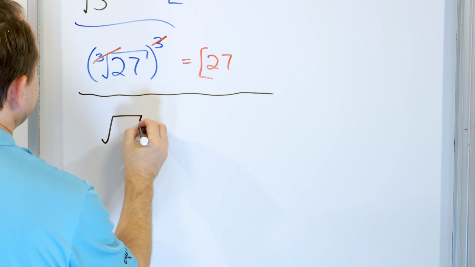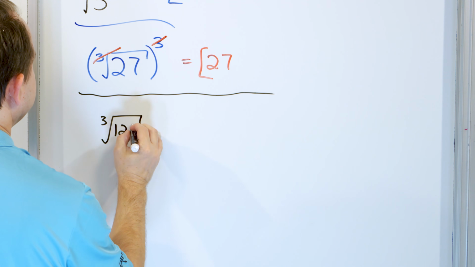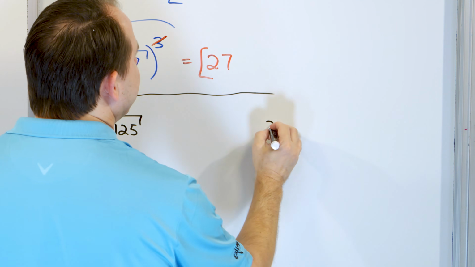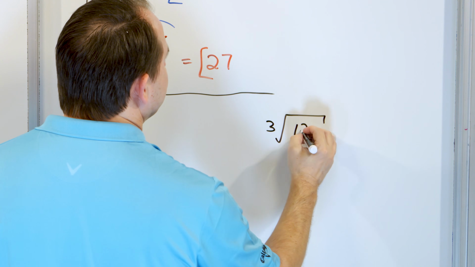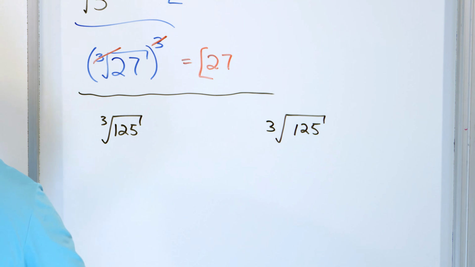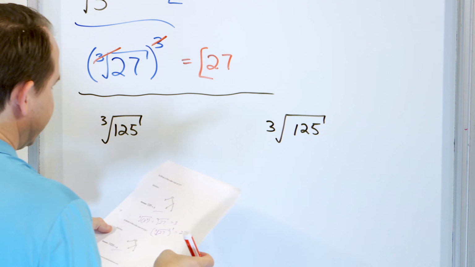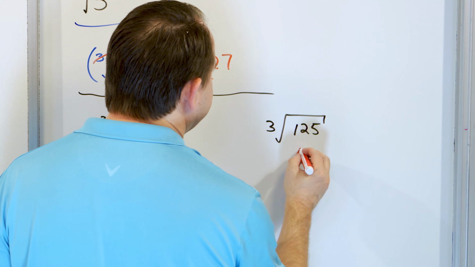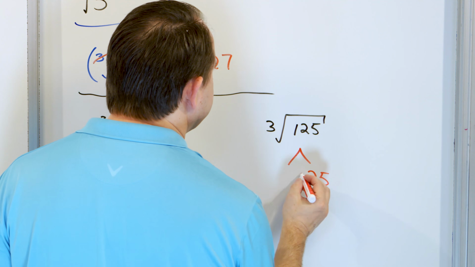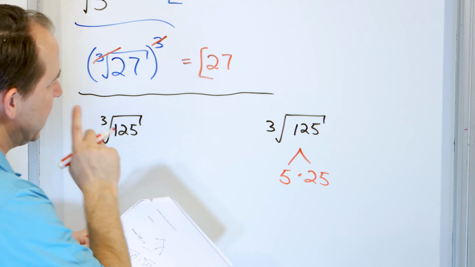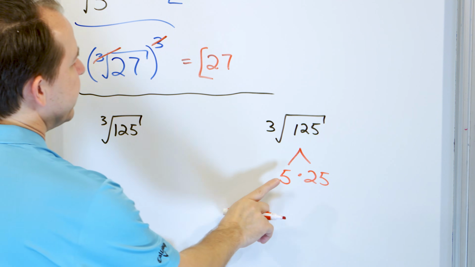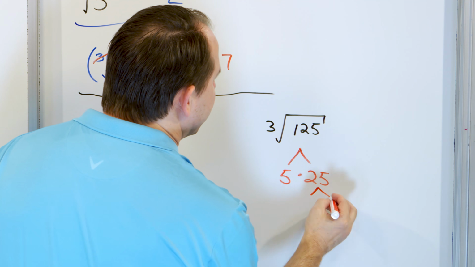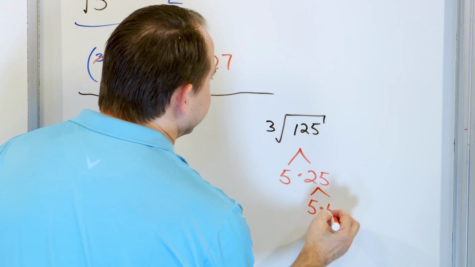Let's take a look at the cube root of 125. So we'll go over here and write our factor tree. Cube root of 125. What times what gives you 125? Well, we know that 4 times 25 is 100, so 5 times 25 should be 125. 5 is already prime, so 25 we can write as 5 times 5.